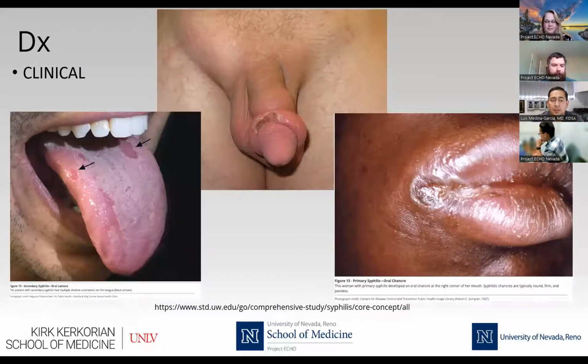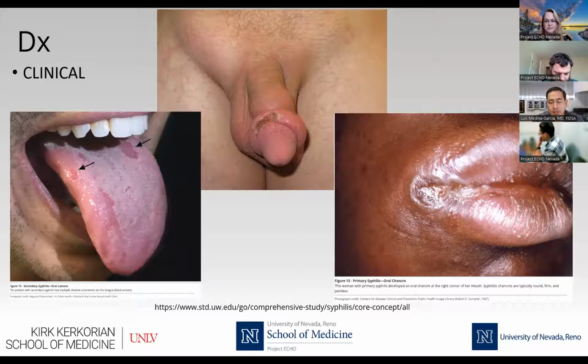All right, moving on. This is the graphic pictures that we're going to talk about. Now, when it comes to diagnosis of syphilis, there's really two main ways to make the diagnosis. The clinical diagnosis, which is cheap, quick, and fairly specific, and then laboratory diagnosis. So we're going to start with clinical diagnosis, which is what you can see.